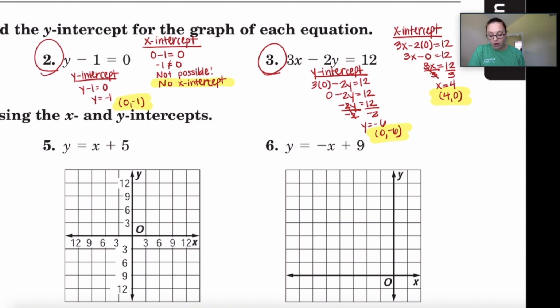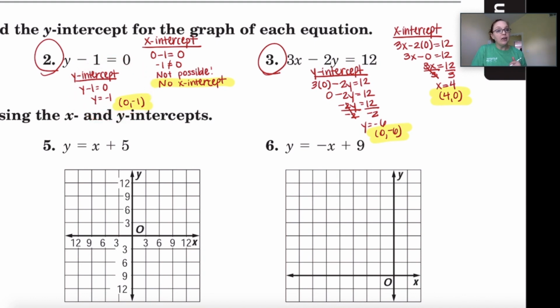That's what it means. When I do the y-intercept, you're supposed to put a 0 in place of x, but there's no x to do that for. So I end up with y minus 1 equals 0. If I solve that, I have y is equal to negative 1. So it does have a y-intercept, and that's (0, -1).